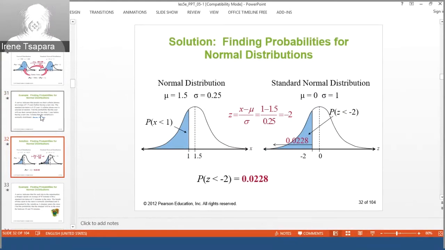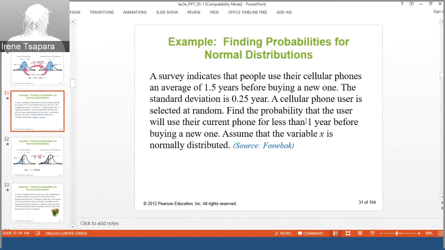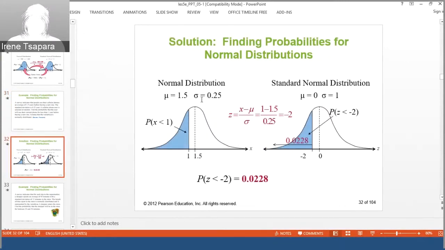Now, we want to find the probability for less than 1 year on the original distribution. We plug in the numbers. 1 minus 1.5 divided by 0.25 is equal to -2. -2 is going to be the z-score for this. And if you go to the z-score table and you calculate the probability for z to be less than -2, you will find that the answer is 0.0228 or 2%.